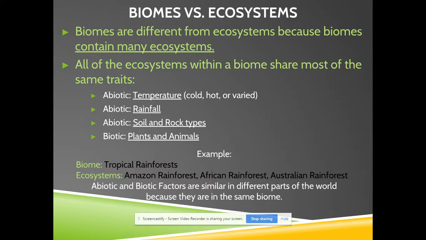So they're going to have a similar temperature. Maybe it's really cold or really hot. Or maybe they have seasonal temperature patterns, hot in summer, cold in winter. They're going to have a similar amount of rainfall, maybe very little or a whole lot. They're going to have soil and rock and mineral types that are very similar to each other. And then the biotic factors, the plants and animals, are going to be very similar as well.